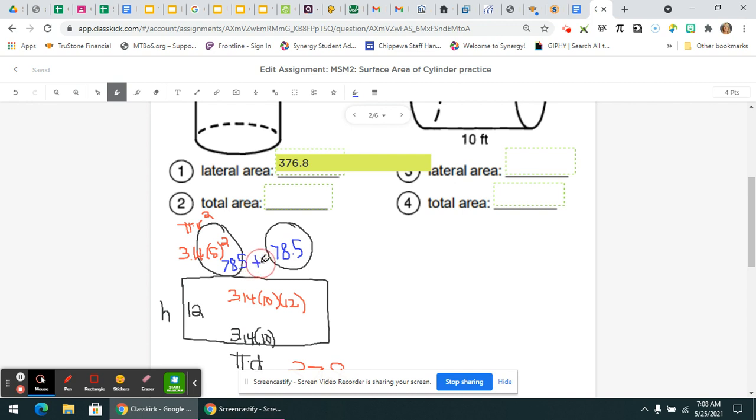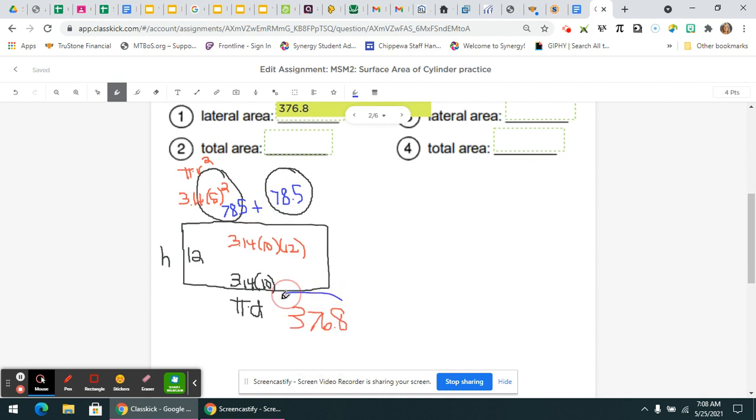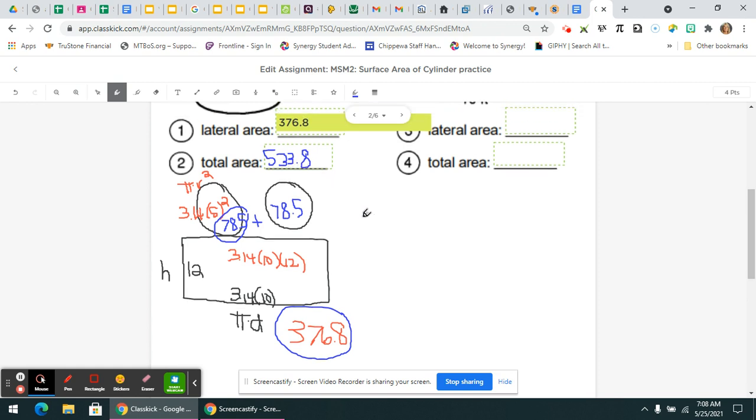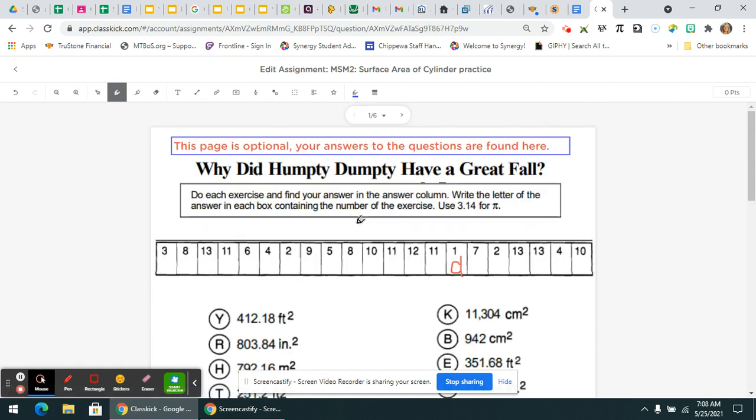So I need to add both of these together plus my lateral area. So 78.5 plus 78.5 plus 376.8 equals my grand total area of 533.8. And I just use the pen tool for right now to write in since my teacher mode is not as friendly. So number 2 is 533.8. So I'm going to go back and look for that.